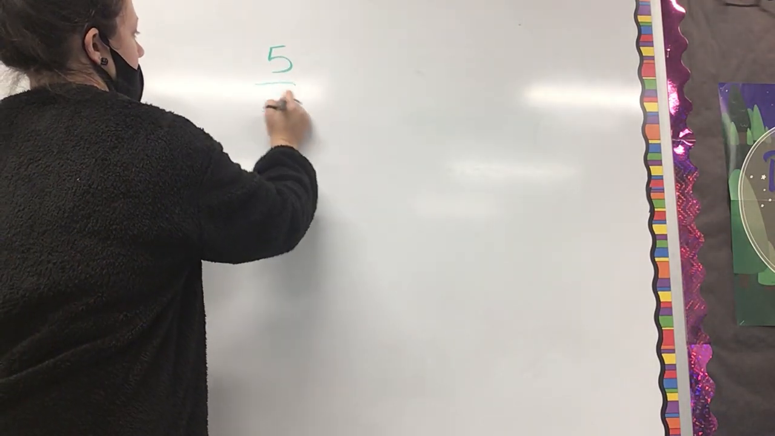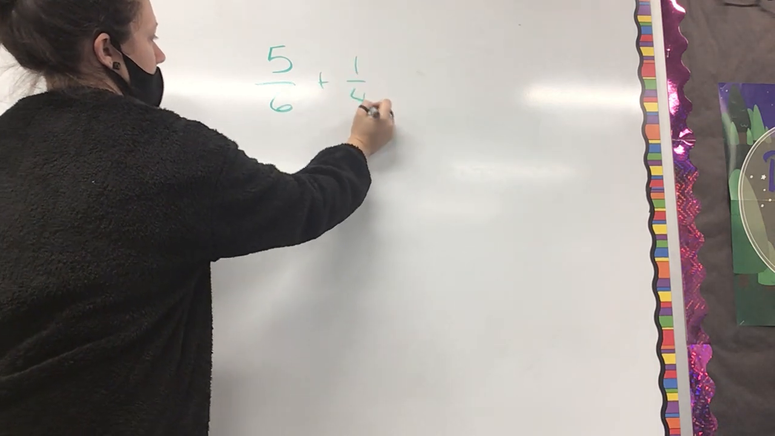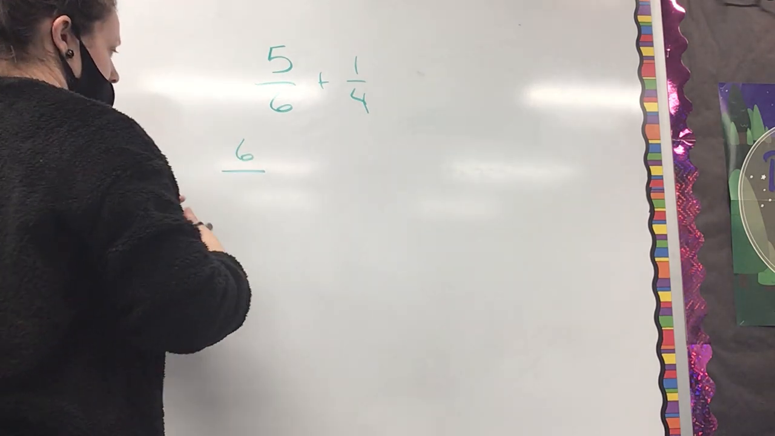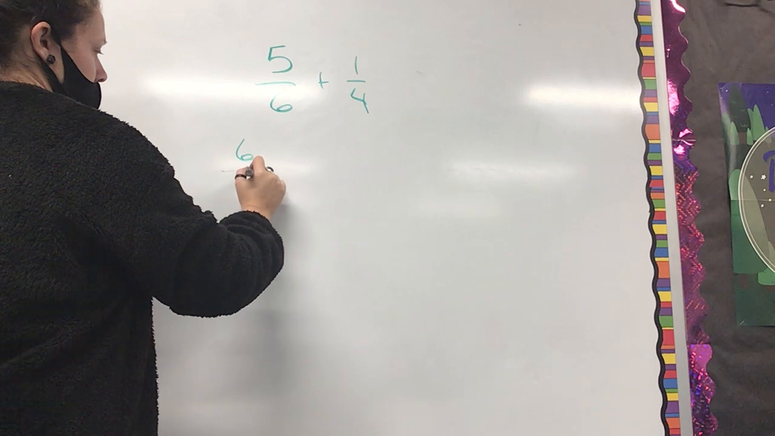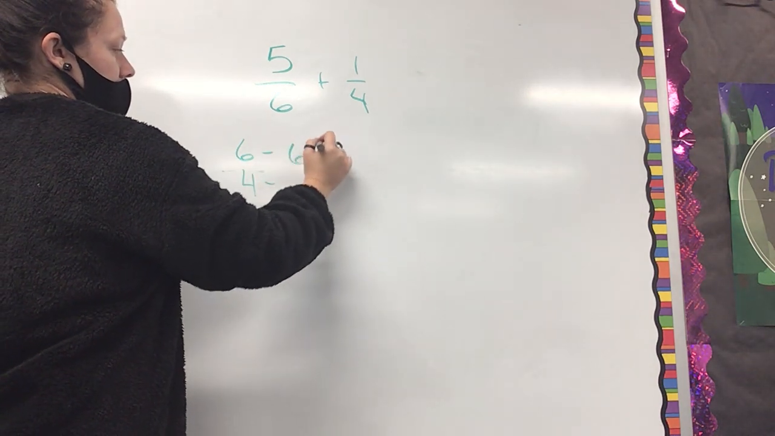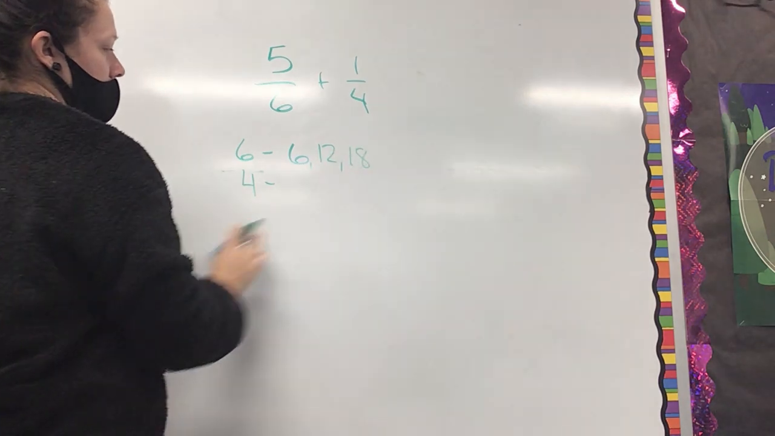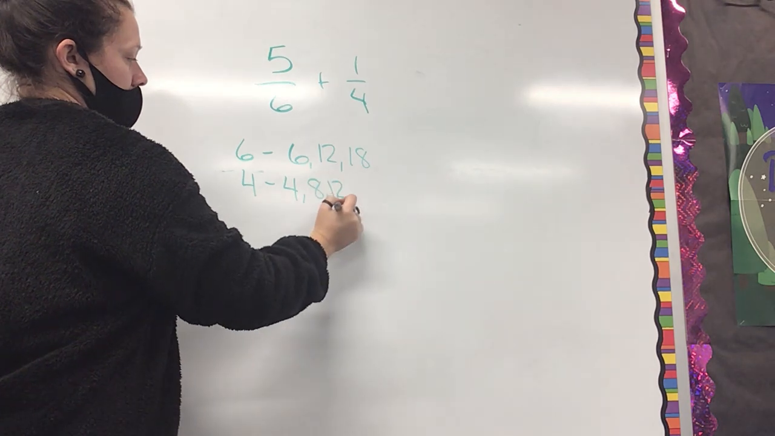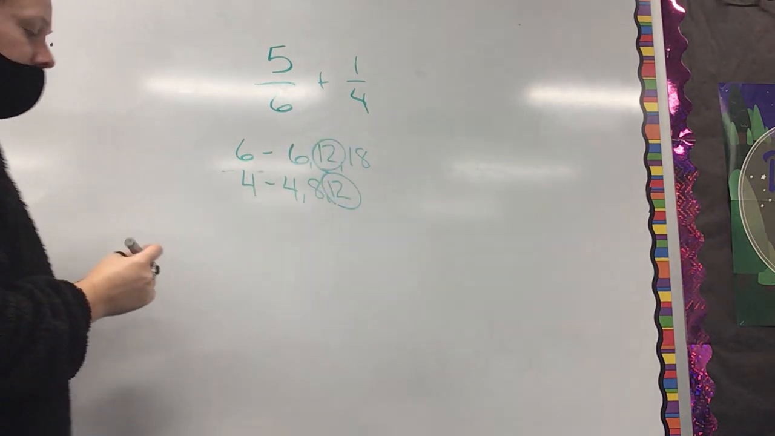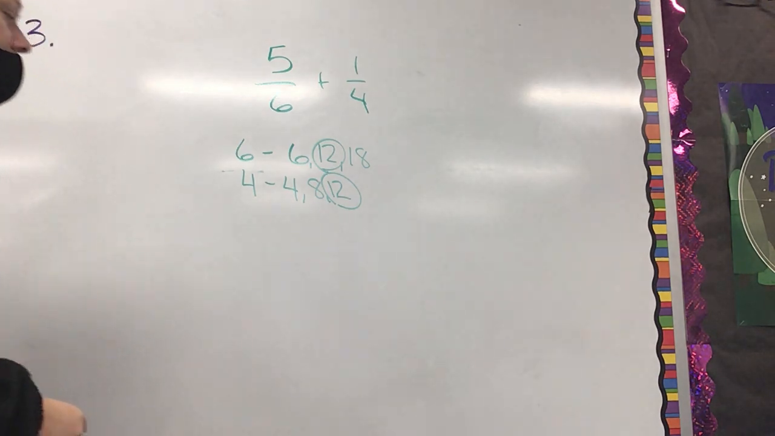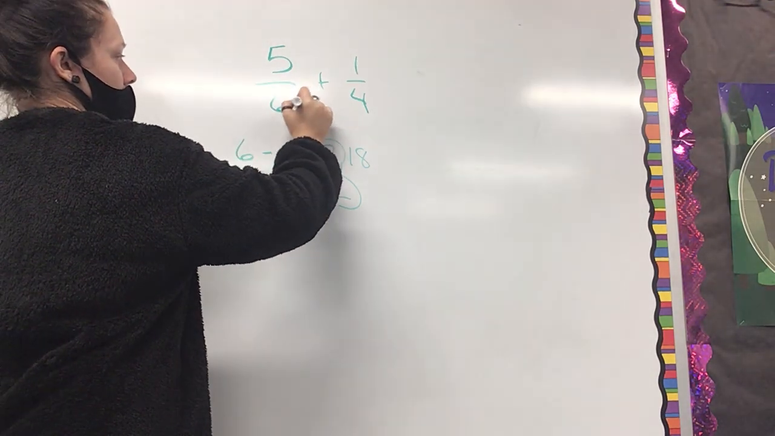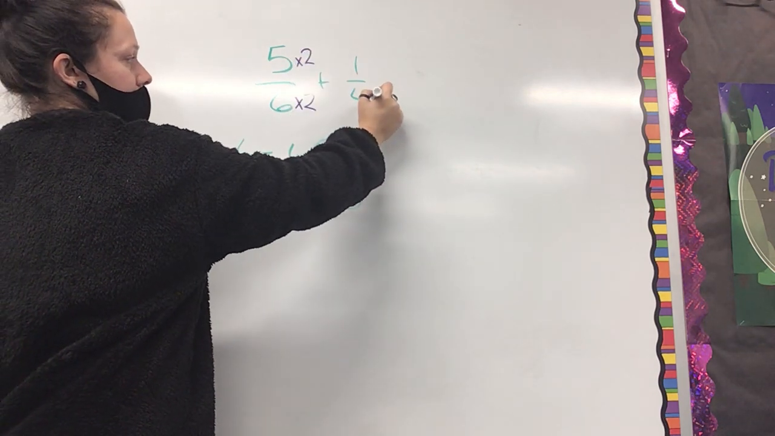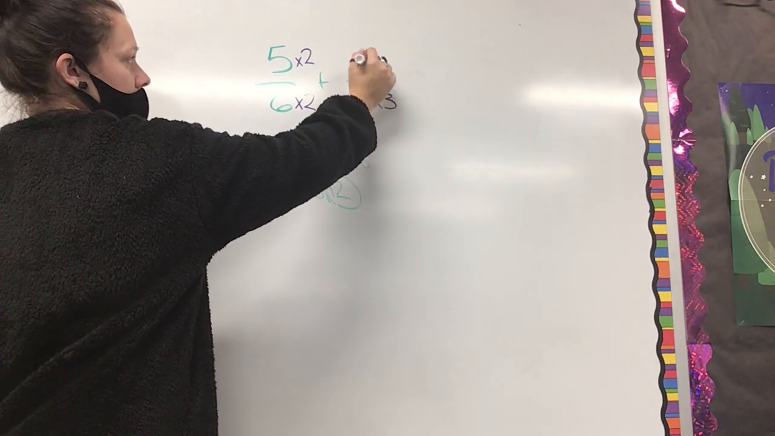So 5/6 and 1/4. Do I have like denominators? No. So I need to find them, right? 6 and 4. Ready? 6, 12, 18. Let's stop there. 4, 8, 12. That one. Stop. What is it? 12. All right. How do I find 6 times what would give me 12? 2. Would I do the bottom? I have to do the top. 4 times what would give me 12? 3. Would I do the bottom? I have to do the top.